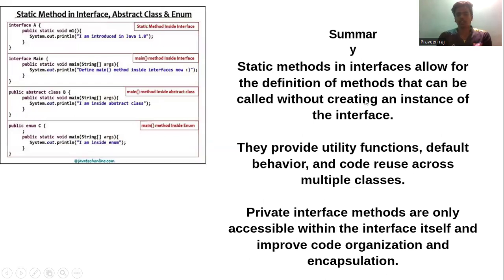Summary. Static methods in interfaces allow for the definition of methods that can be called without creating an instance of the interface. They provide utility functions, default behavior, and code reuse across multiple classes. Private interface methods are only accessible within the interface itself and improve code organization and encapsulation.